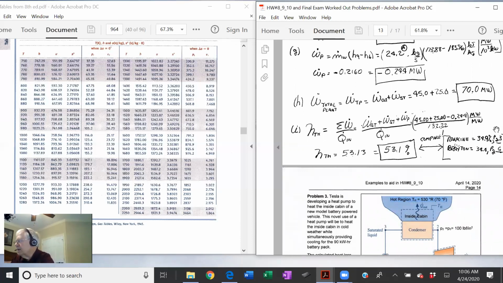And I wrote this down just to compare. The Rankine alone was 35%. Brayton alone was 34%. Put them together and you get 53.1%. Pretty good deal. All right.